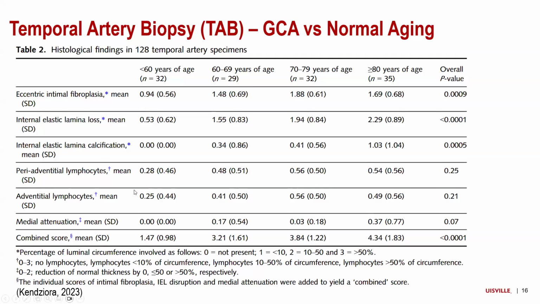Some of the few factors that are a little bit more specific: if you see adventitial lymphocytes, this is not very specific for giant cell arteritis, but it's not something that clearly increases with age. So if you see that, that can be a sign that this is more clearly giant cell arteritis and not related to age. Also, you can look for internal lamina calcification, which is more common in just age-related atherosclerosis.